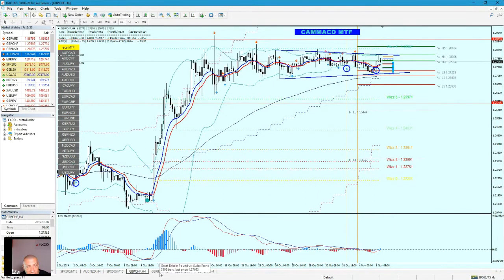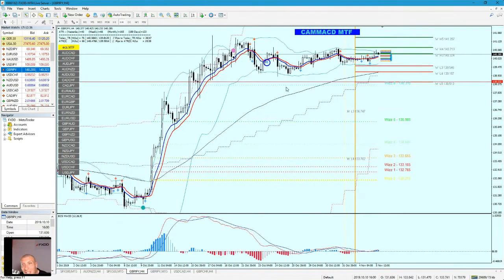GBP Swissy is still struggling to break this, but a close above about 28, a 4-hour or daily close, will spike the price to the upside, in my opinion. Dollar yen up, GBP yen trying to go up, but it's more because of the yen weakness than GBP strength. If we see a GBP strength, then this will explode. Every single GBP basket will explode if we see a GBP strength.